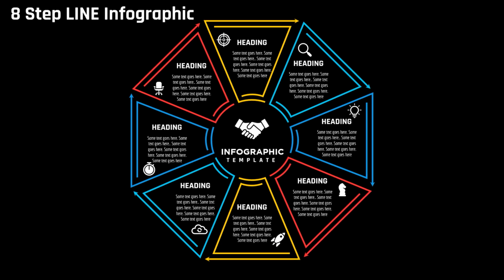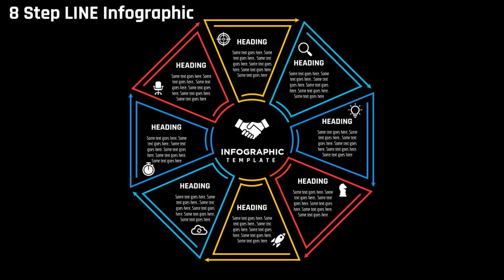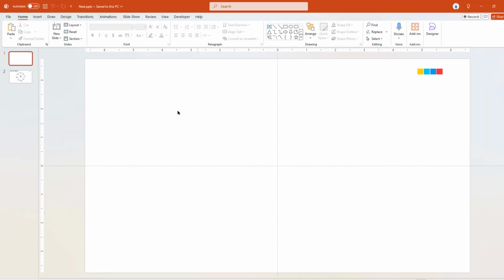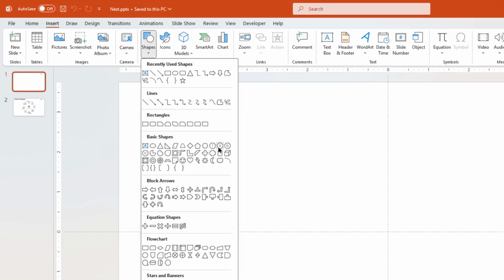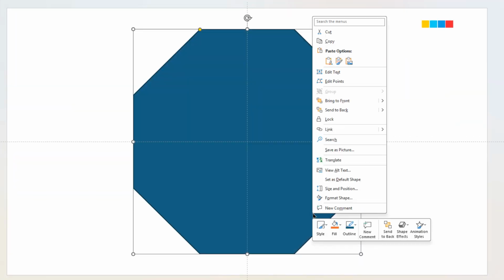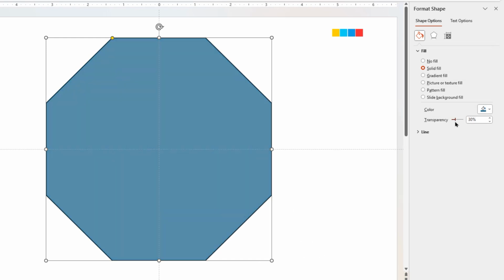In this tutorial, we are going to create this beautiful line infographic using PowerPoint. So, let's get started. Let's first go to the Insert tab, and then draw an octagonal shape. Right-click and choose Format Shape, and increase its transparency.